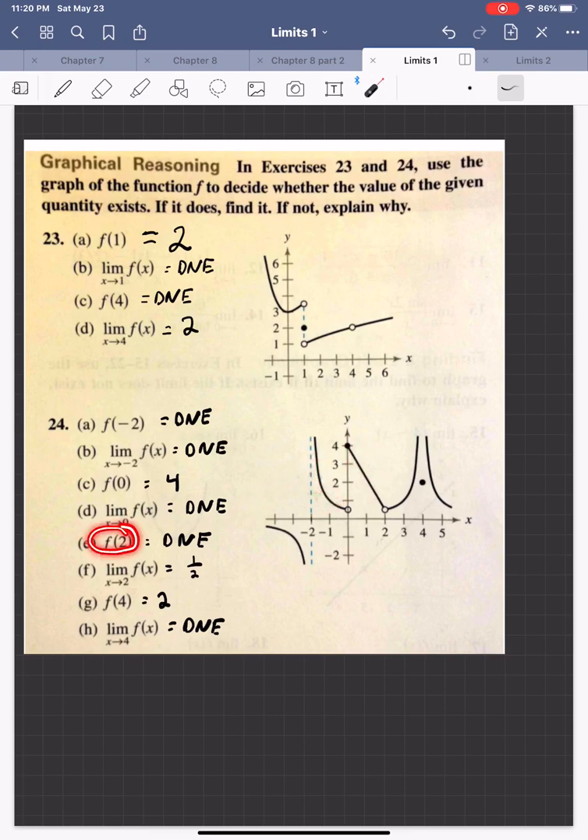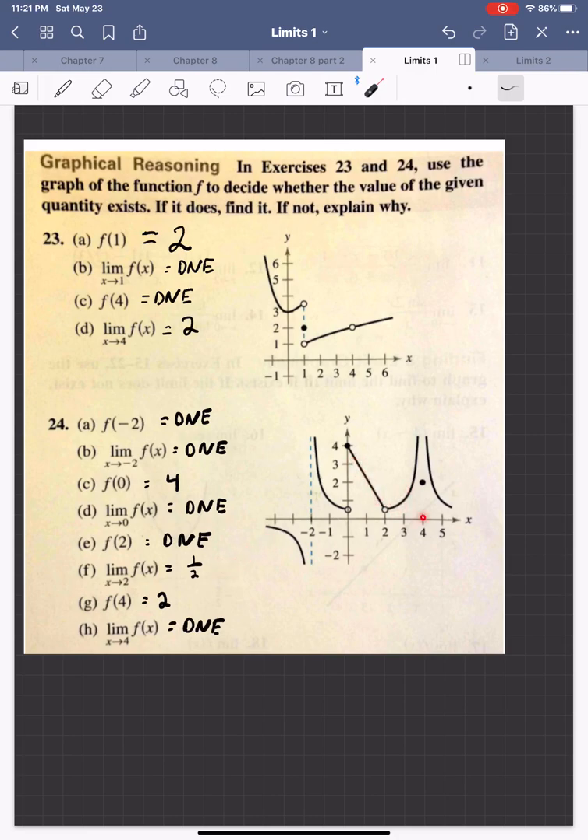All right, f of 2. Here's when x is equal to 2. Notice there's a hole in the graph, so that does not exist. But look at the limit. Notice how the graph is approaching the same number from both sides as x approaches 2, and that number is a half. So that is your limit.